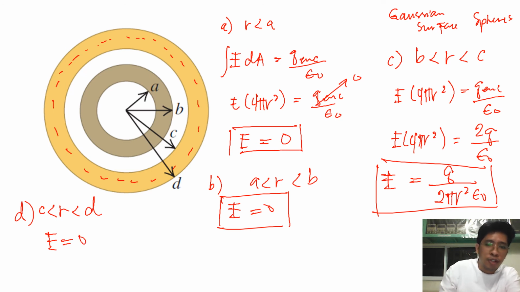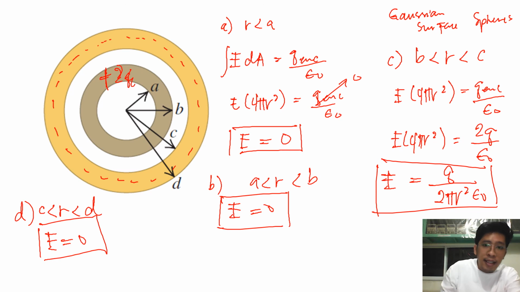Even though you may disagree with me because you have here your plus 2Q, right? But again, our Gaussian surface is inside a conductor. So whatever there is in here, it doesn't matter because we are inside a conductor. And again, inside a conductor, the electric field is 0. So here, your electric field is 0.